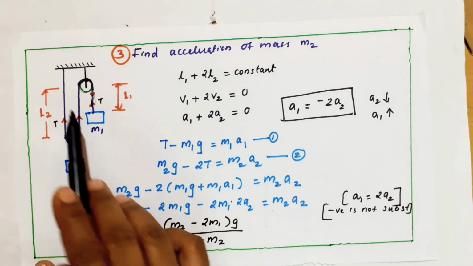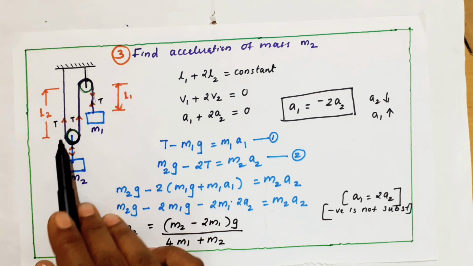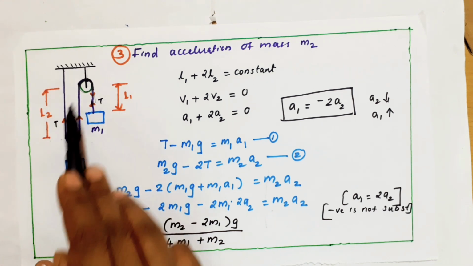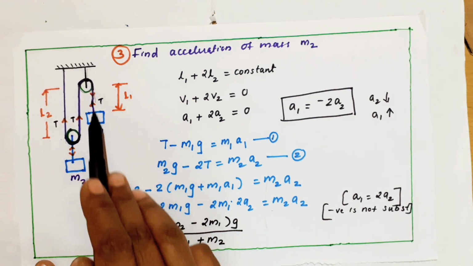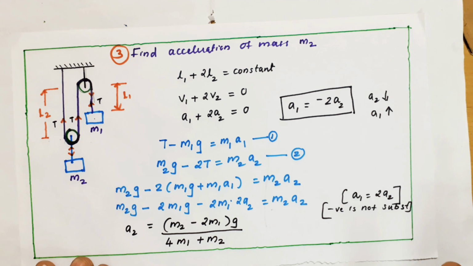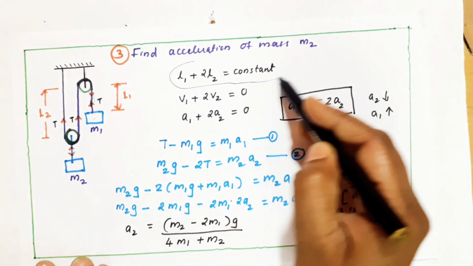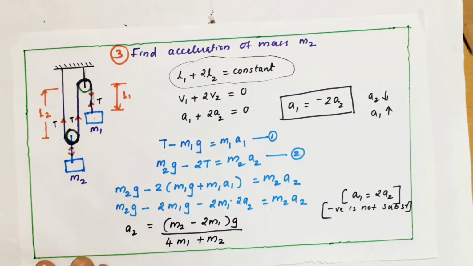If you see these two strings, we are taking from the basic point here to here. This length is L2, this length also L2, and this length is L1. So it means that when the mass is going up or down, the length of the string never changes. So that is the idea. You have to do these types of questions. Don't forget, for constrained motion, always remember there is no change in the length of the thread.